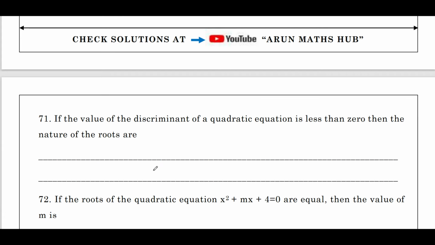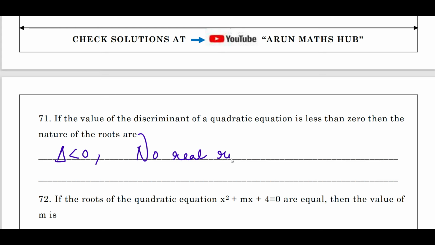If the value of the discriminant is less than 0, that is delta is what? Less than 0, that means no real roots.